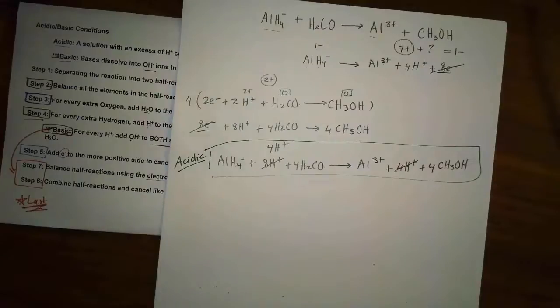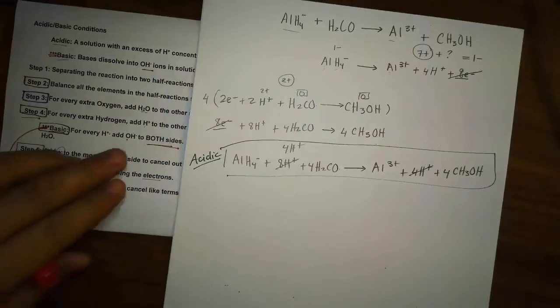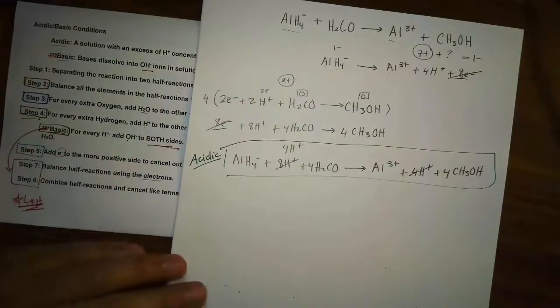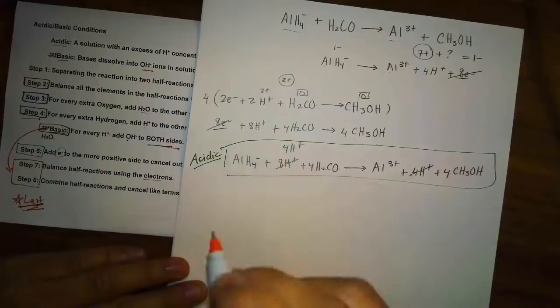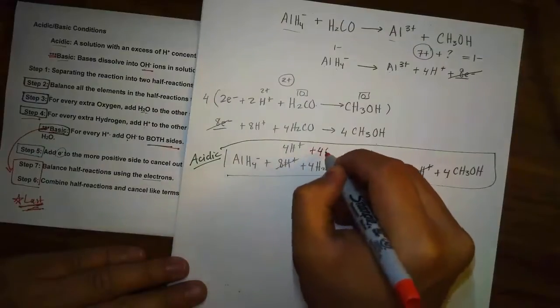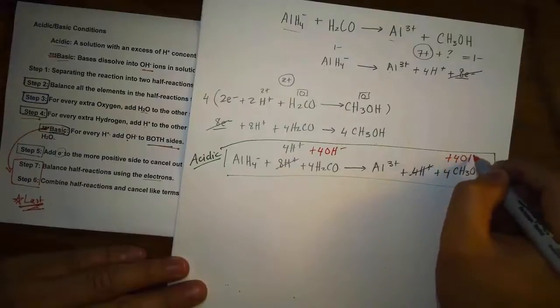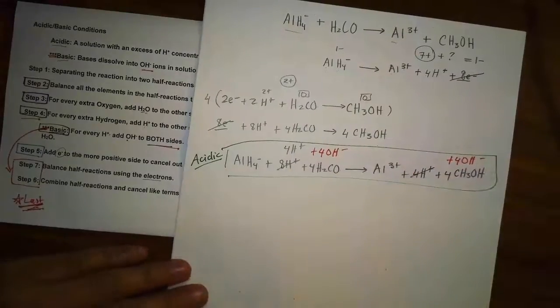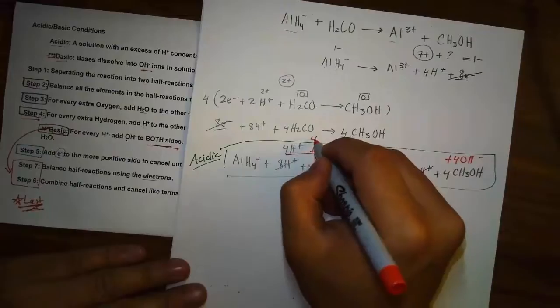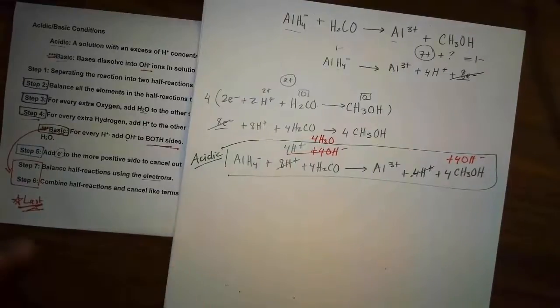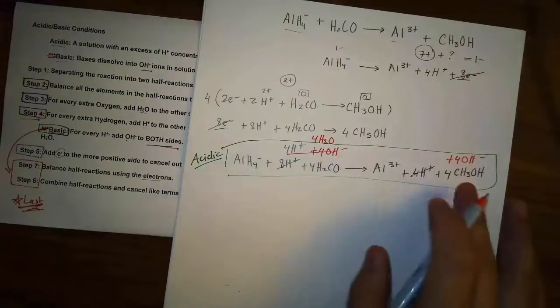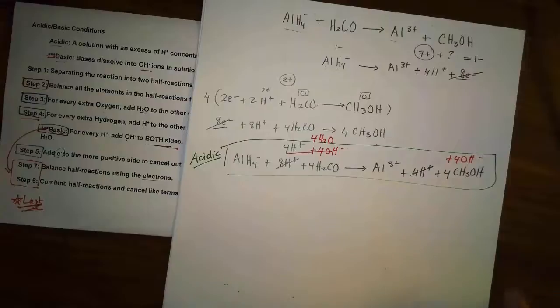Now, I'm going to use a different color to make this into a basic condition, basically by adding OH- to neutralize H+. So here I have 4, so that means I need to add 4 OH- on this side, and I'm also adding 4 OH- on that side, okay? And this becomes water, so we have 4 H2O. And that's pretty much all we have to do, because we don't have water molecules to cancel on this side. So this is our final answer.